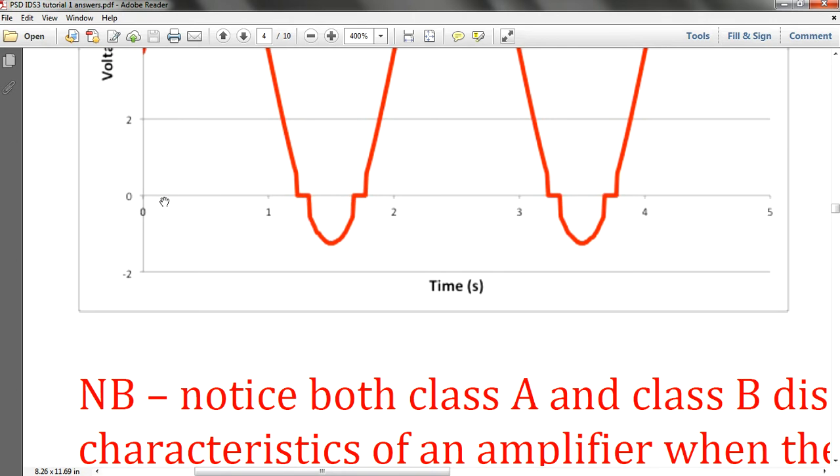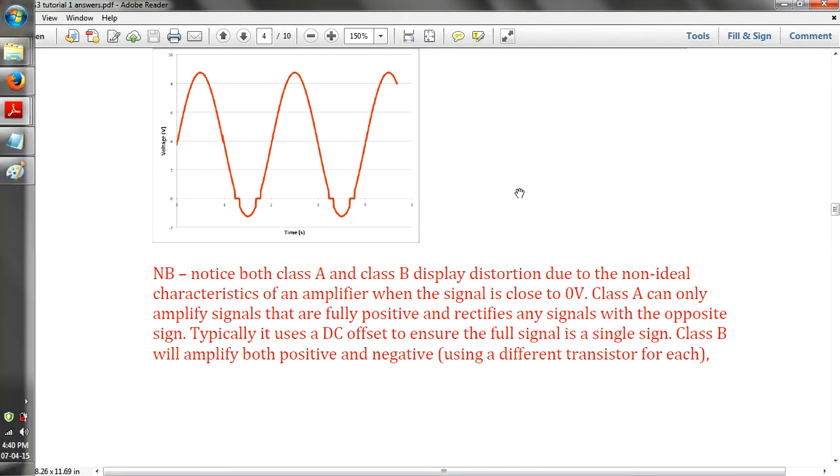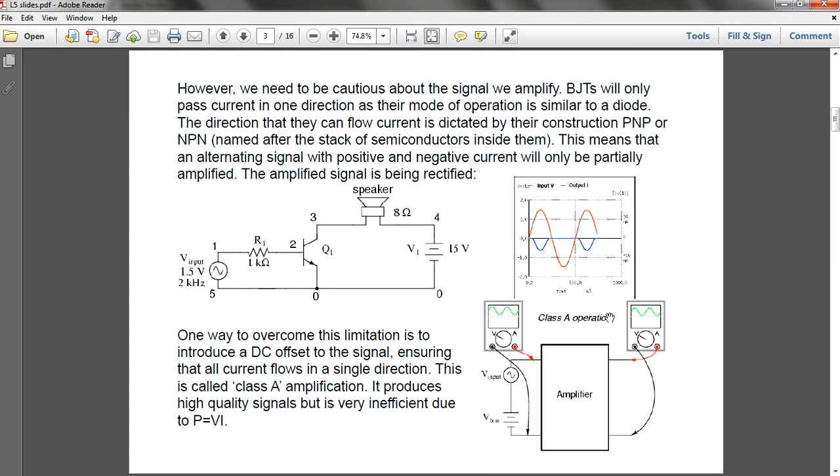At this line where they cross from negative to positive, you have a distortion over here. That's all. The second thing I need you to take note of is the Class A amplifier. So what is a Class A amplifier?